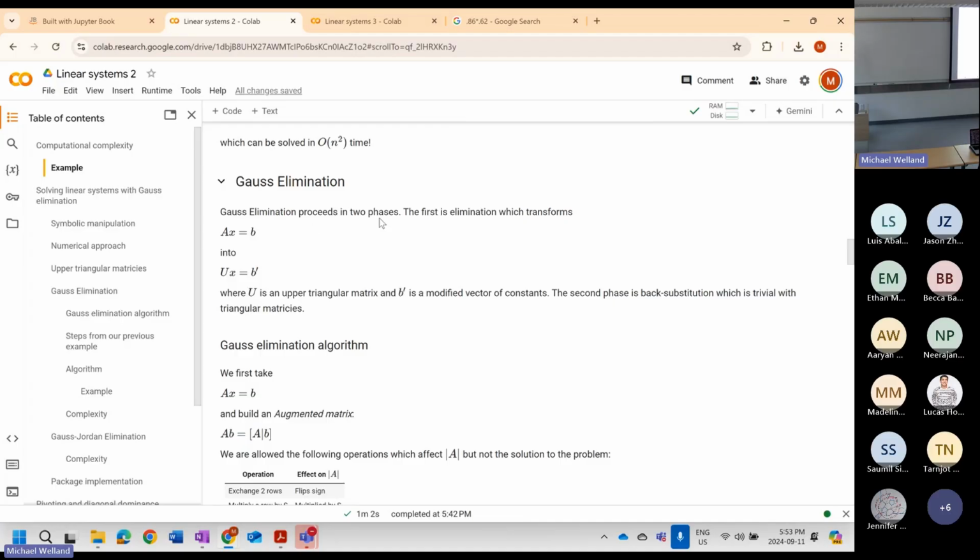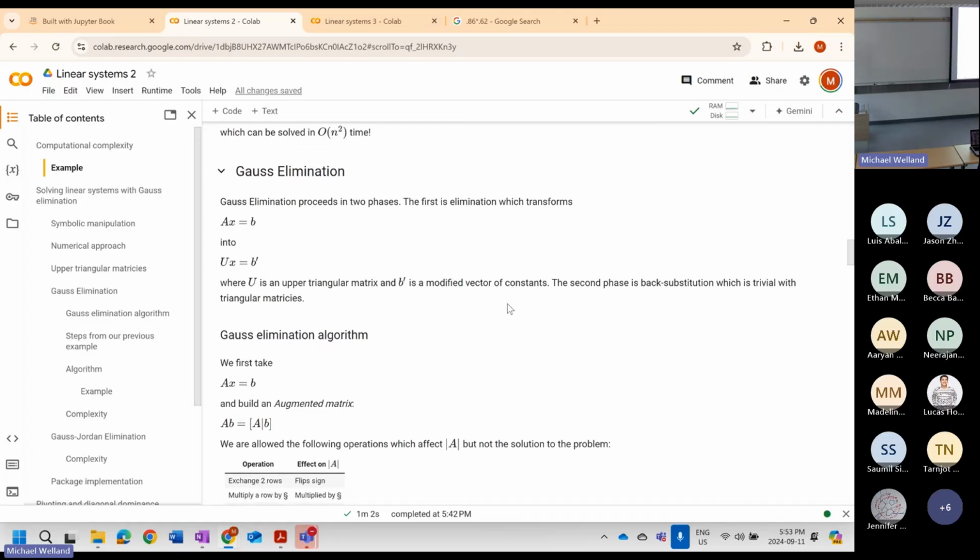Okay, so Gaussian elimination proceeds in two phases. The first is the transformation of AX equals B into this upper triangular form. The second phase is the back substitution, which we've already talked about is super easy.